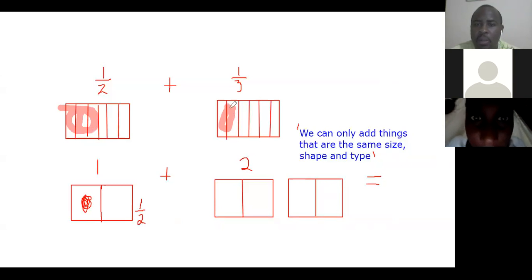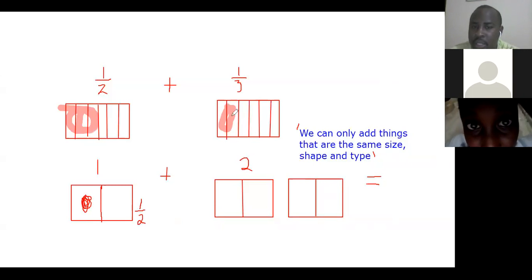Now, what about my third? What did I divide it into? 2, sir. Divided by 2. Okay, so I divided my third by 2, and I divided my half by 3. See that, Zaria? Yes, sir. And that way, I got both fractions to be the same size, shape, and type. See that? Yes, sir.